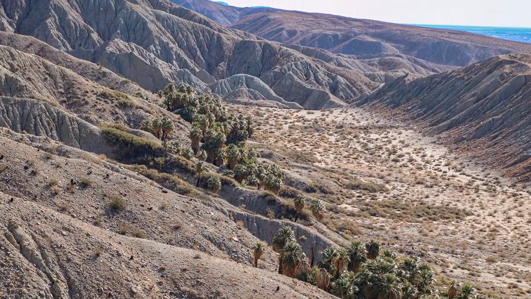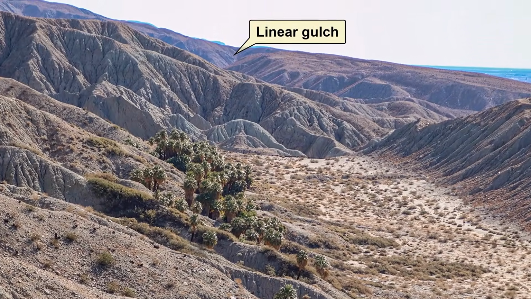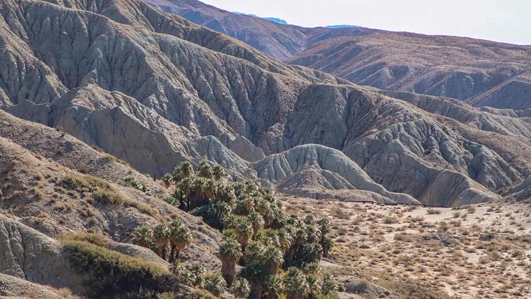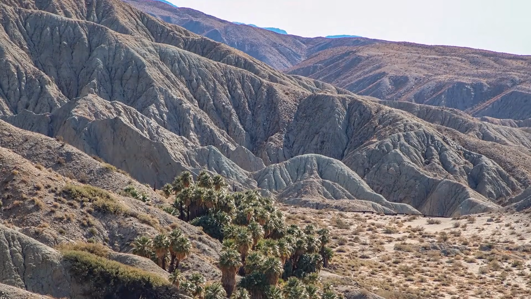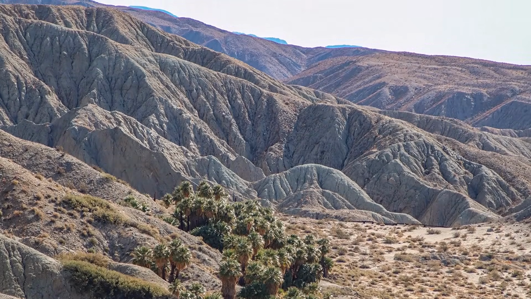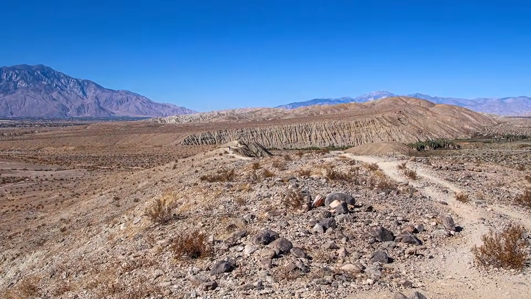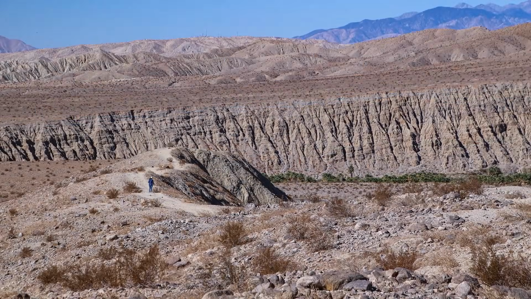Looking ahead of the trees, you can see another linear gulch, which could also be the fault. Notice too how these hills are similar to the Badlands of Mecca Hills. This again is the view looking back towards the Pushawalla Trailhead. Now let's explore the Banning Fault Line.